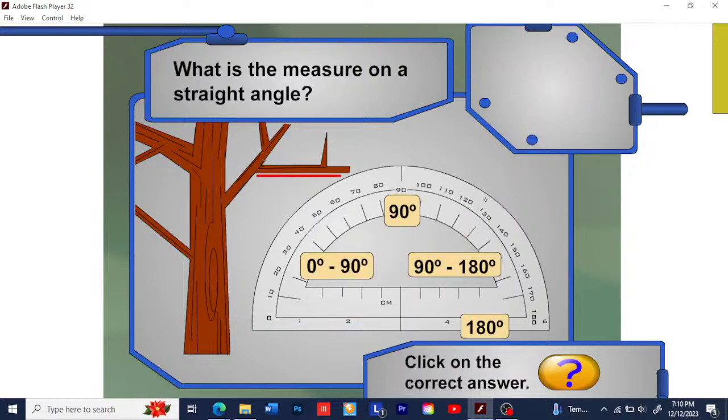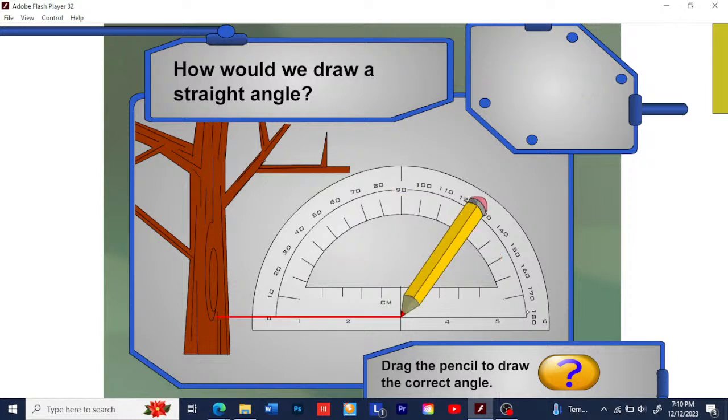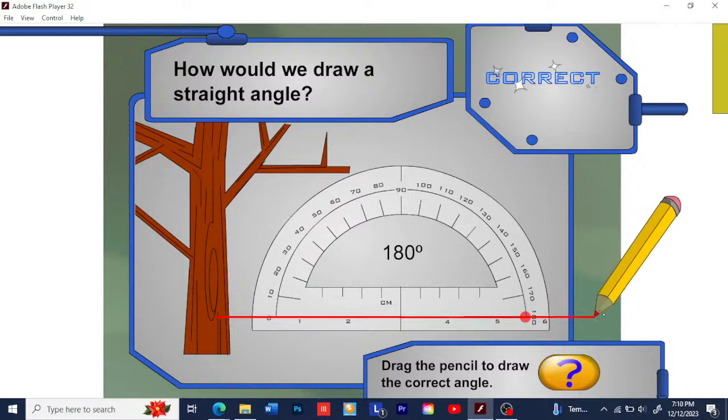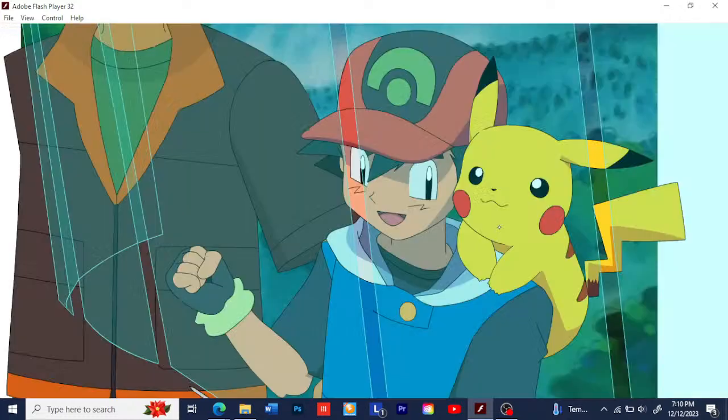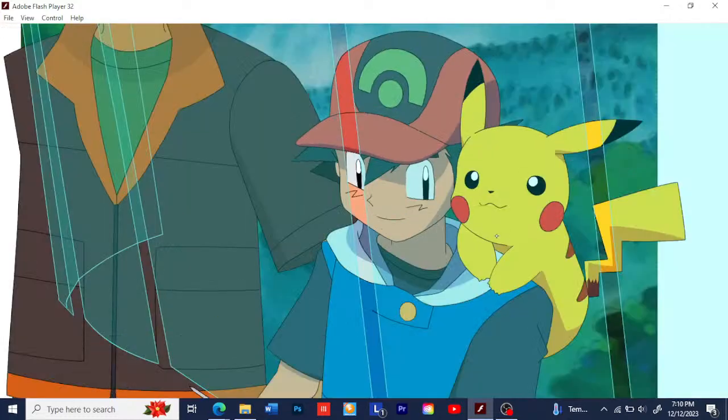This branch goes straight across to the other branch. They're at the same level. How cool! What is the measure for a straight angle? Right. A straight angle measures 180 degrees. Can you draw me a straight angle? That's a straight line. Hey, thanks for helping me practice.